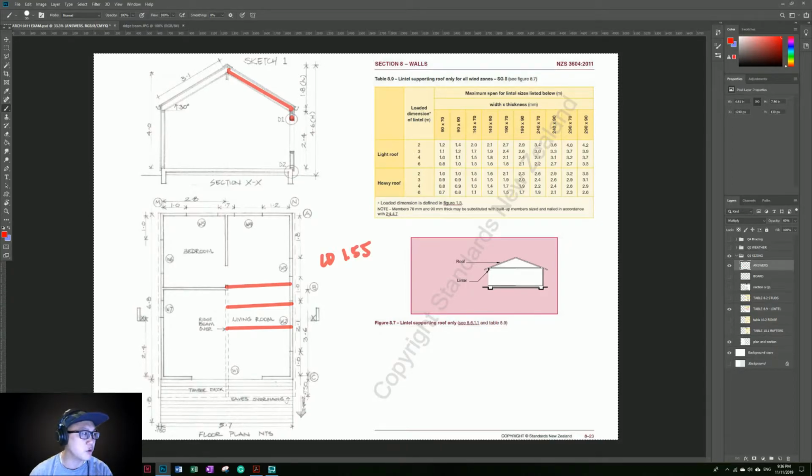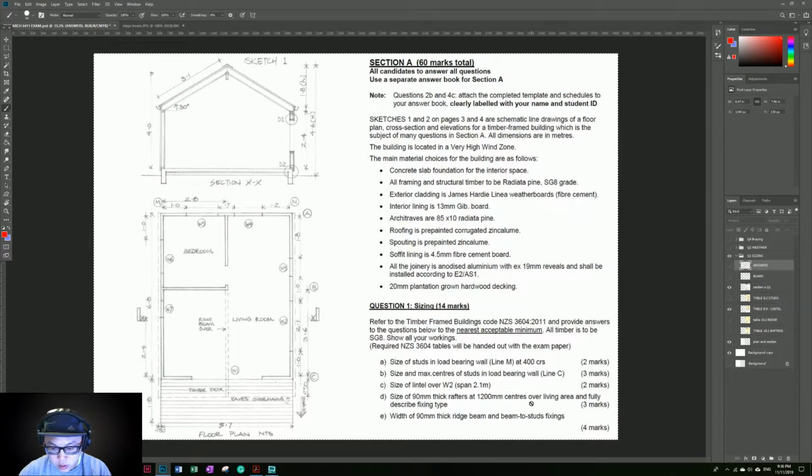From the description below, it was a metal roofing, so it's a light roof. So this one here, and the span, the width of the window, is 2.1, so it's this one here. And then if you go up, that's the sizing of the lintel, 140 by 90. And back to the question.